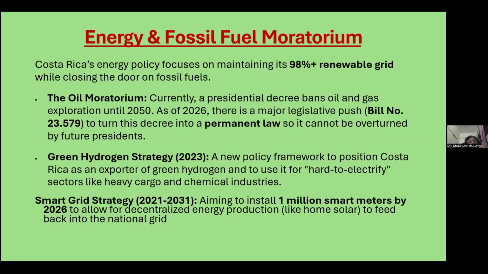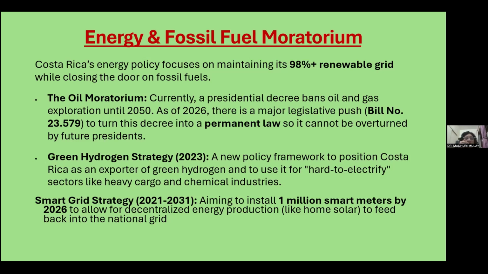Then the second is energy and the fossil fuel moratorium. Costa Rica's energy policy focuses on maintaining its 98% plus renewable grid while closing the door on fossil fuels. The oil moratorium is currently a presidential decree that bans oil and gas exploration until 2050. As of 2026, there is a major legislative push, Bill number 23.579, to turn this decree into a permanent law, so it cannot be overturned by future presidents. So they have taken care of this.